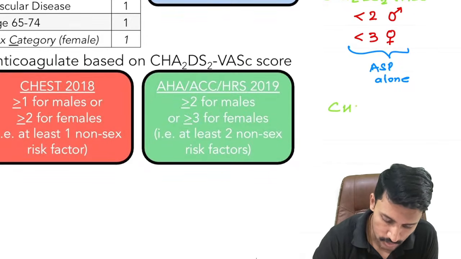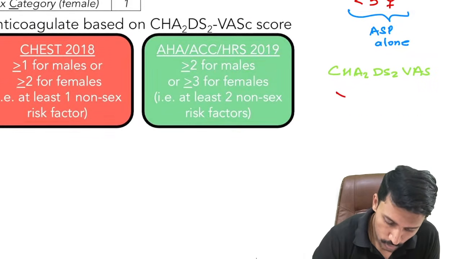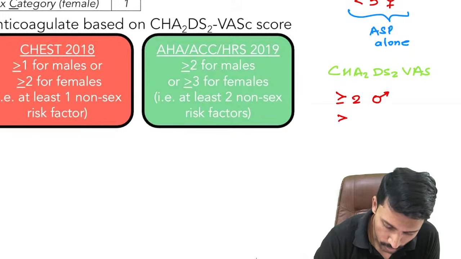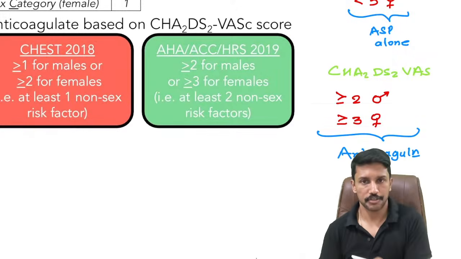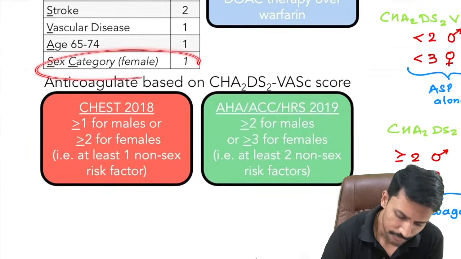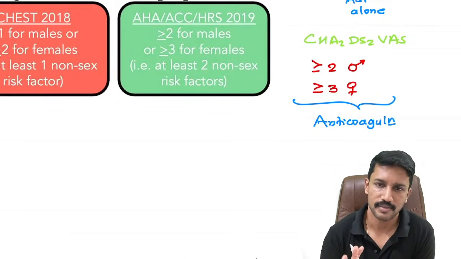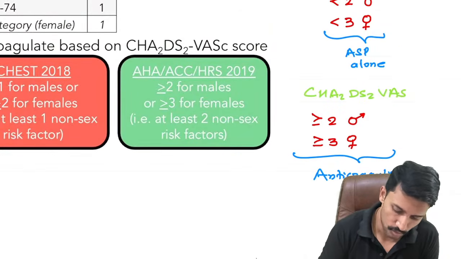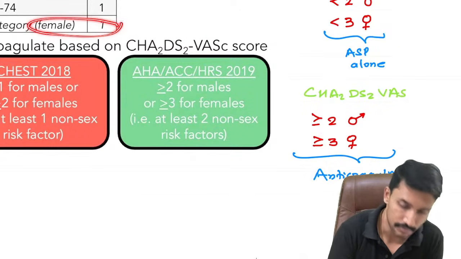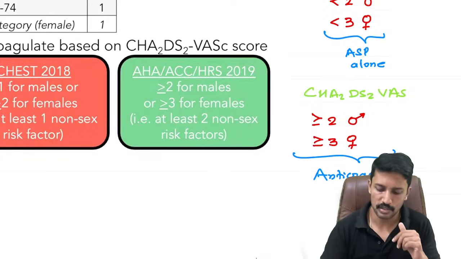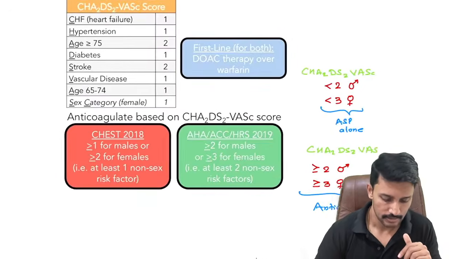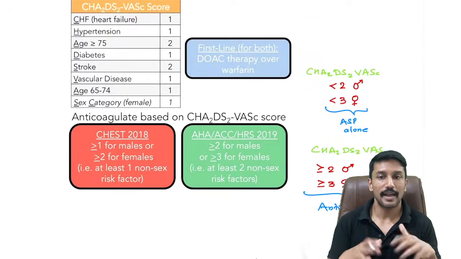But if the CHA2DS2-VASc score is more than or equal to 2 for males or more than or equal to 3 for females, then it needs anticoagulation. Okay. Why I told you to ignore this gender? If you ignore this gender, basically you have to remember 2, right? Whether it is male or female. Because in this 3, one is coming from the gender itself. So if I ignore gender in the CHA2DS2-VA score, if I get 2 points or more, it calls for anticoagulation, right? Now the question is, what should be my anticoagulant of choice?